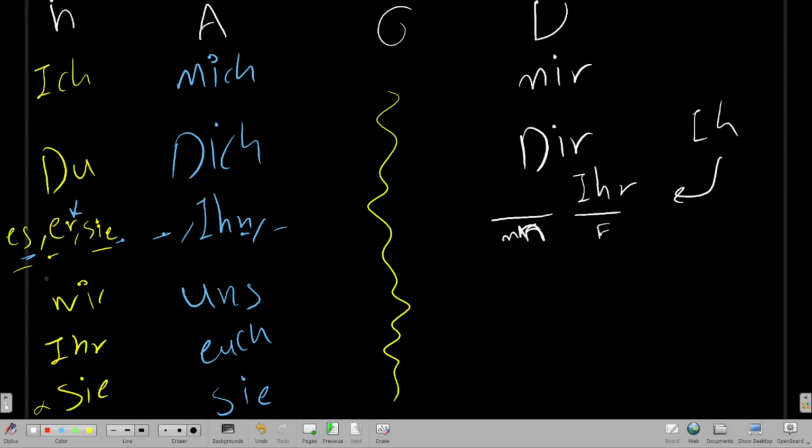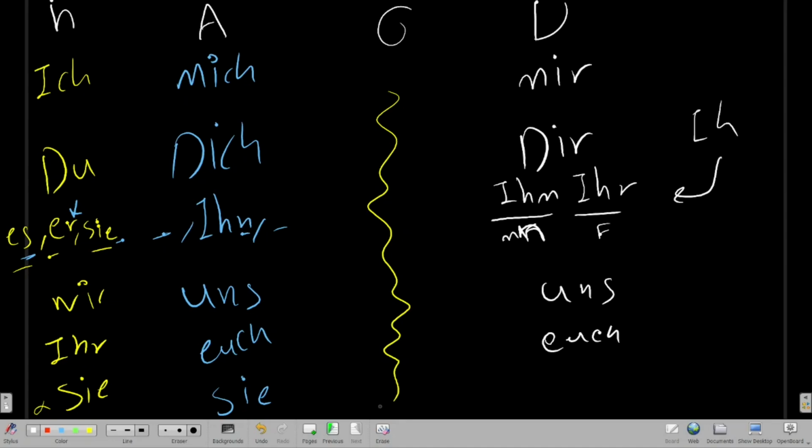And for the masculine and neuter nouns would be ihm. See, isn't that easy? That is pretty goddamn easy, isn't it? Moving on, for wir, we had uns in the accusative case. We have again uns in dative case too. How about ihr? You want to guess? Still euch.